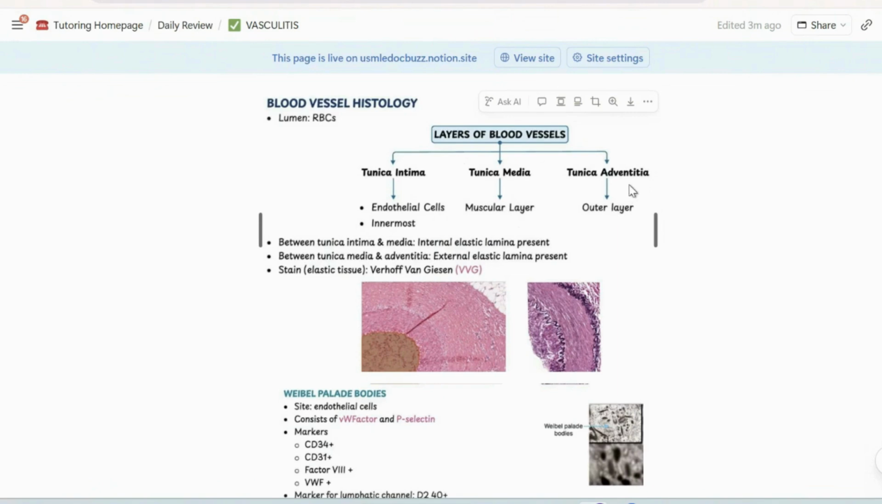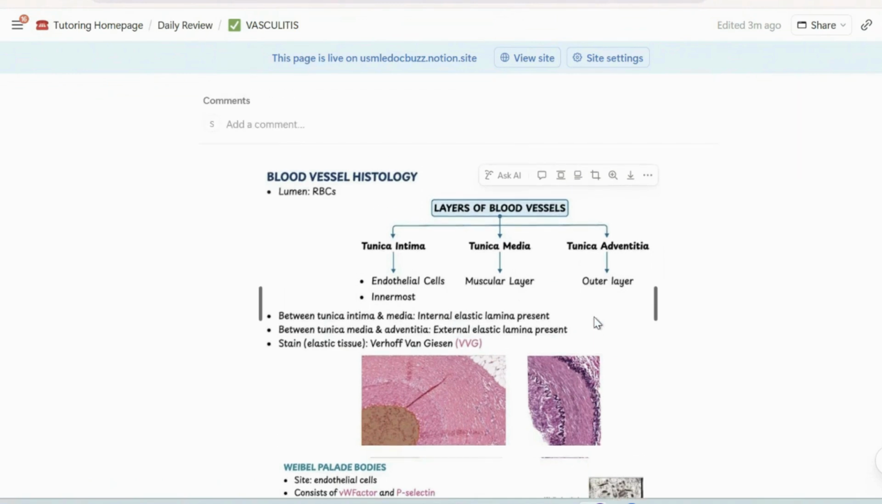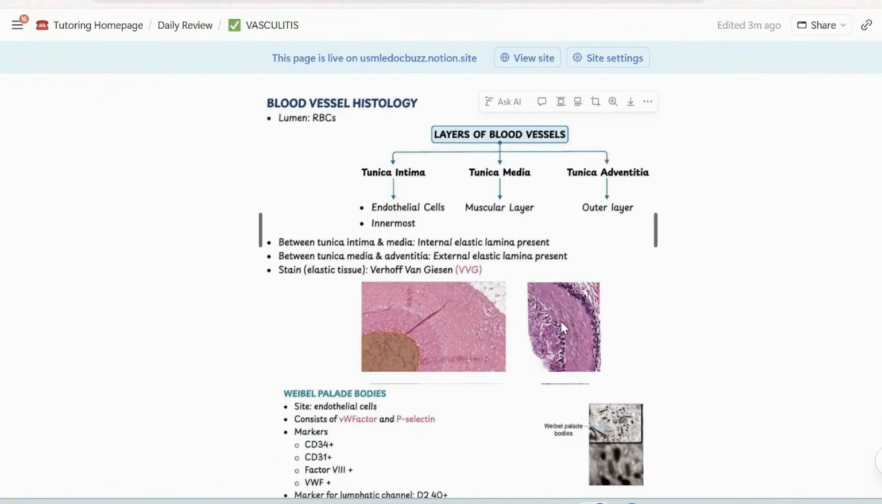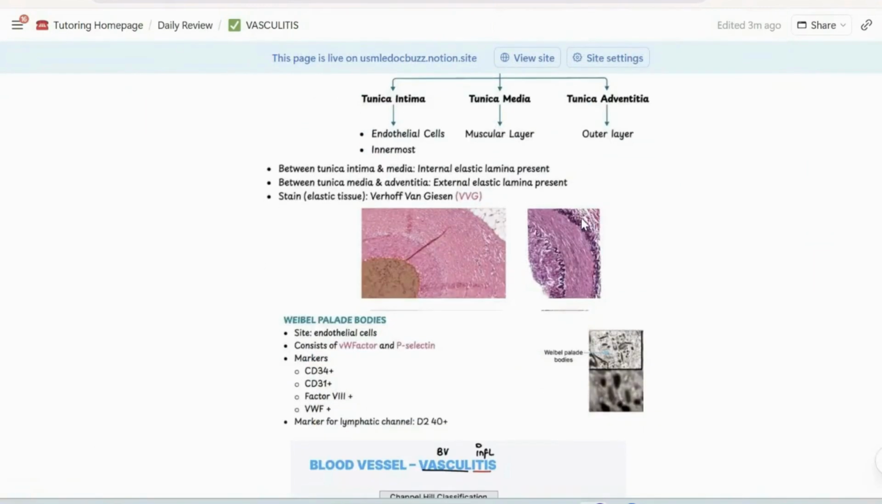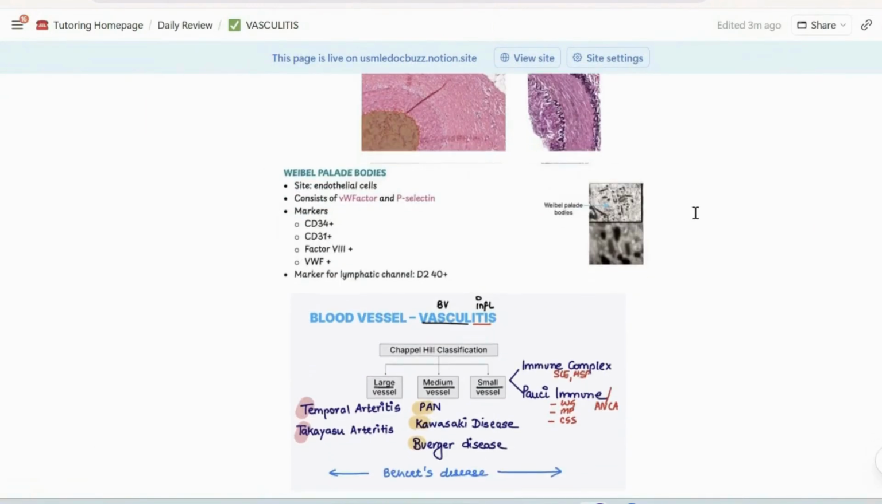This is a tough outer layer. It's like the serosal layer, and you can see and appreciate those layers in this stain right here, where it highlights the fibrin accumulation, and these are the two elastic laminas, right? The stain that is usually used is called the Van Gieson stain. Usually not asked, usually a step one sort of question, but just mentioned in there.